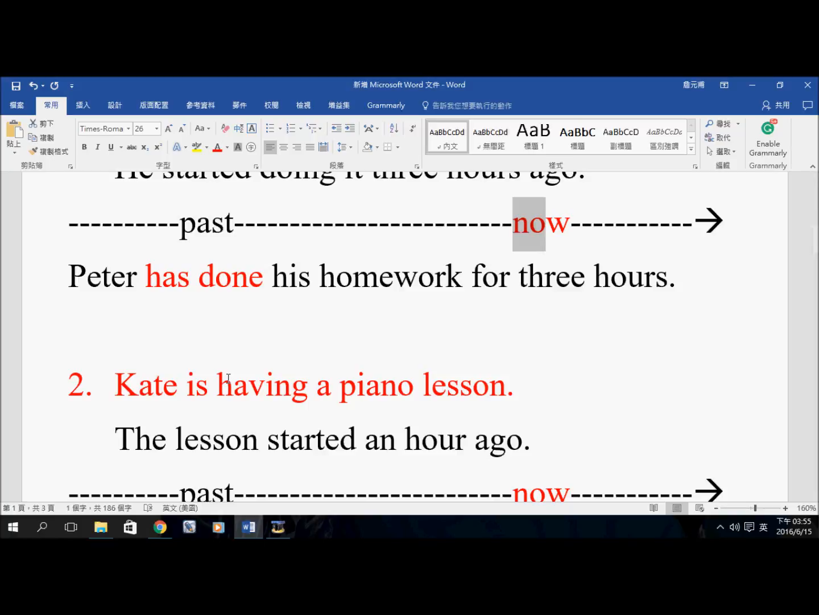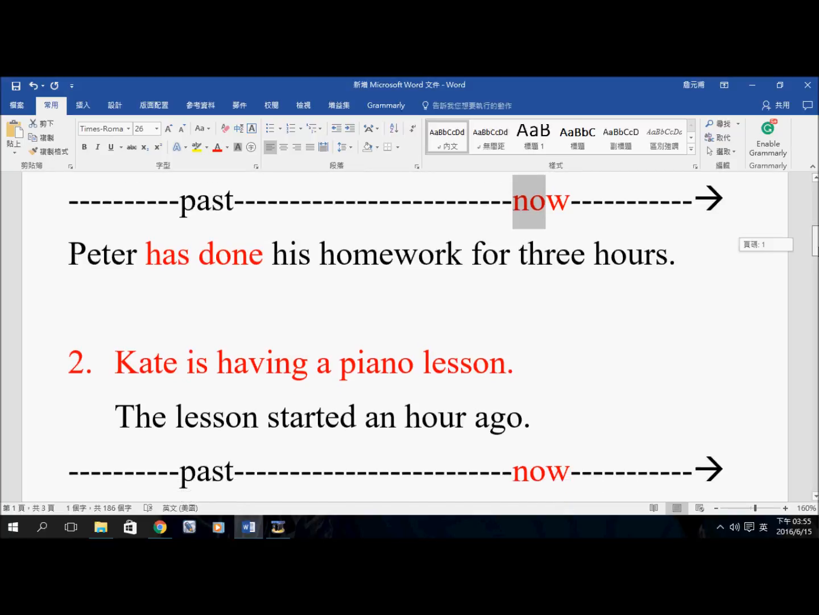So what is present perfect continuous? Basically, present perfect continuous is like the combination of the present continuous tense, talking about somebody doing something right now, and the present perfect tense. We want to know how long that person has been doing that. So it's kind of like the combination of both tenses put together, the present perfect tense and the present continuous tense.